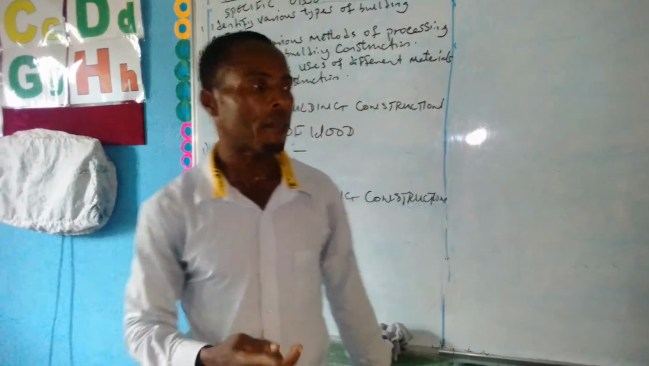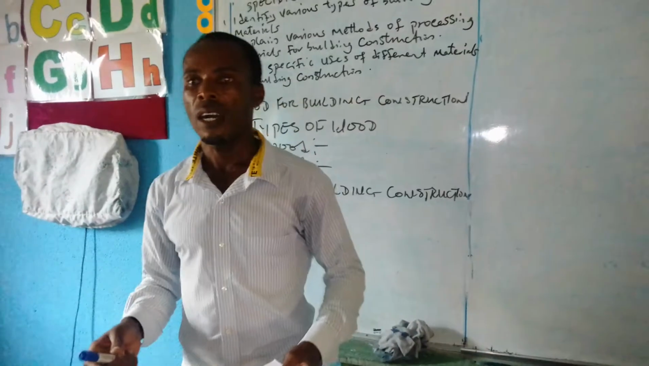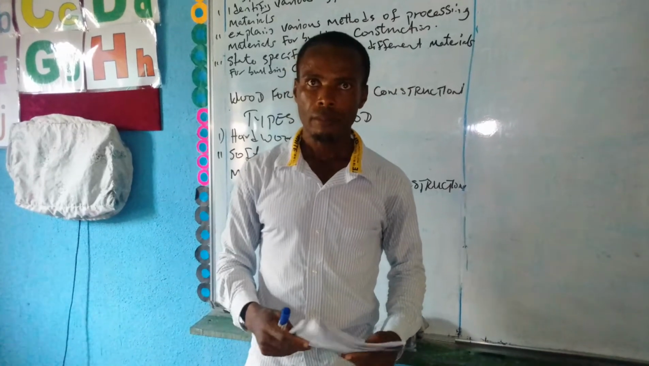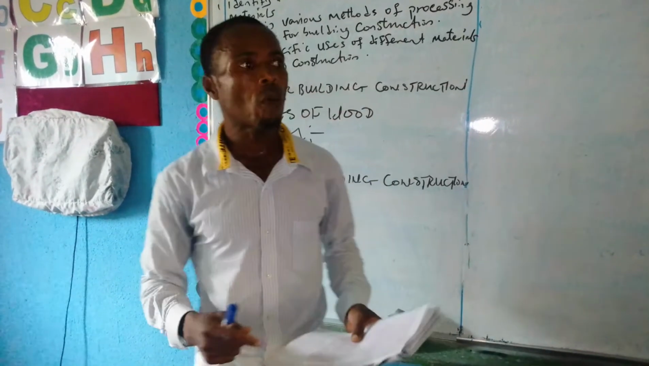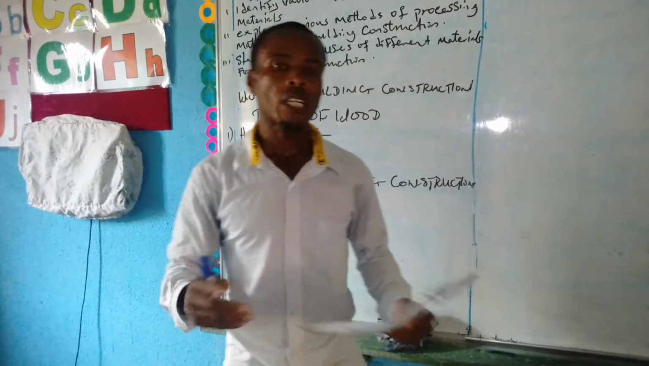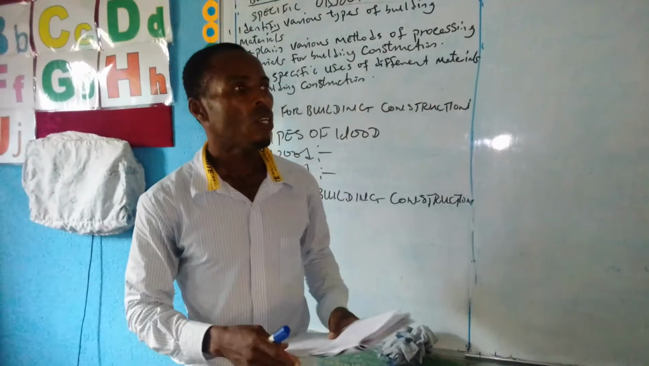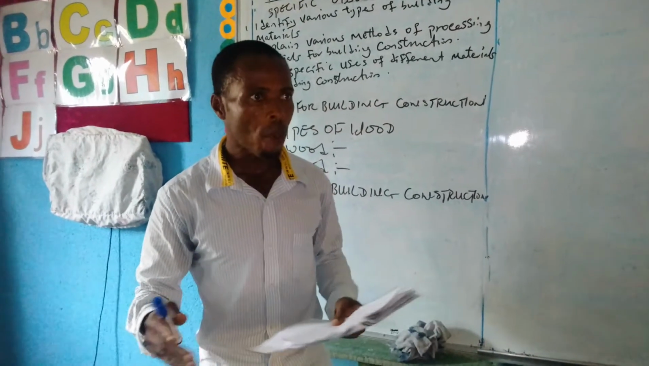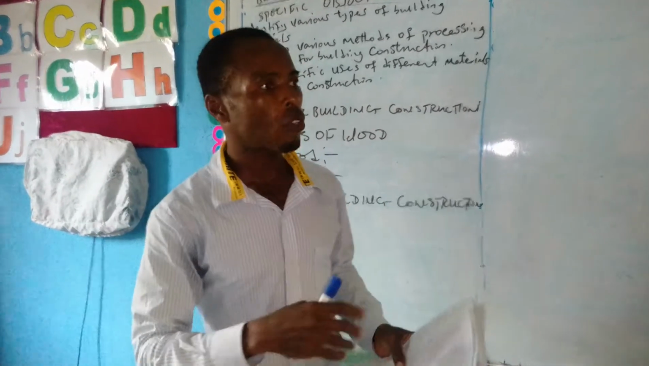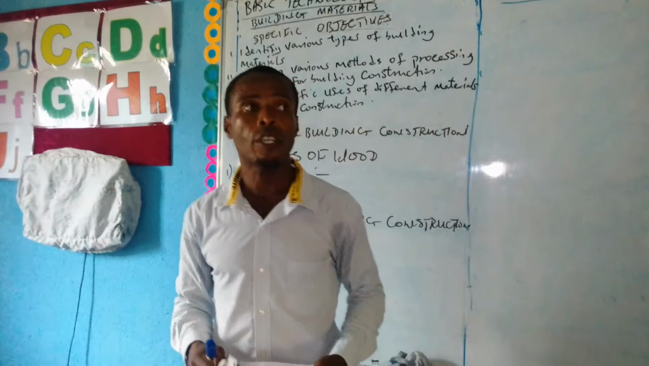Ferrous metals include wrought iron, steel, stainless steel, and cast iron. They are under what? Ferrous metal. We have another one, non-ferrous metal. We have aluminium, copper, brass, and bronze. They are non-ferrous metals. They are also used in building construction.